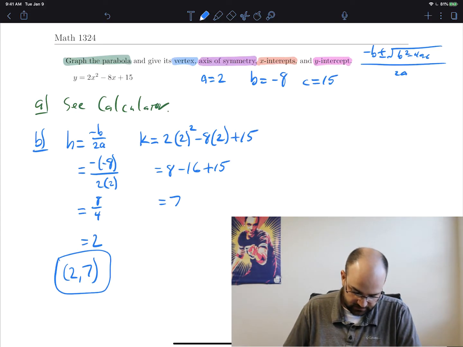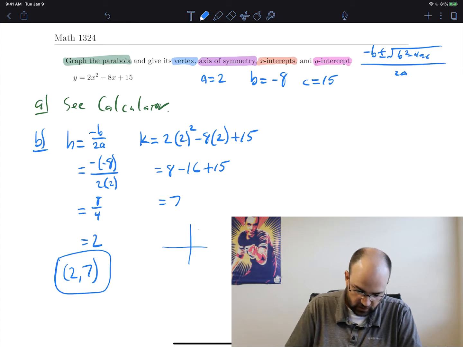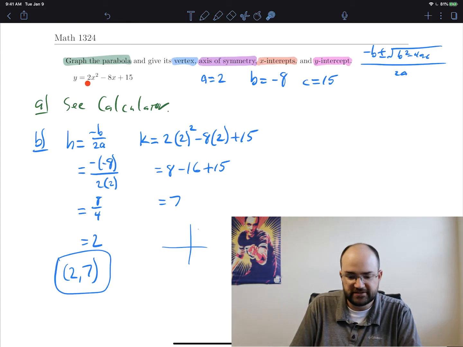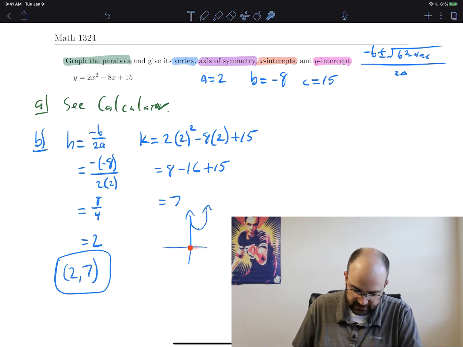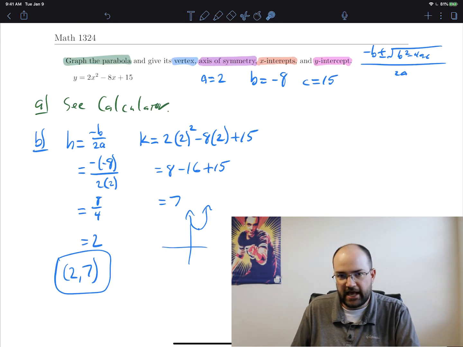And just so we can kind of see, 2, 7 is, let's just say it's about right there. And this is opening up. Notice it's a positive 2. So from this point, it's going to be going up like that. Notice that this is never going to cross the x-axis, which means that there will be no x-intercepts.